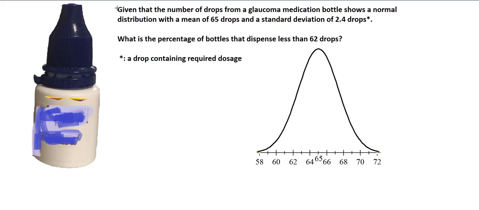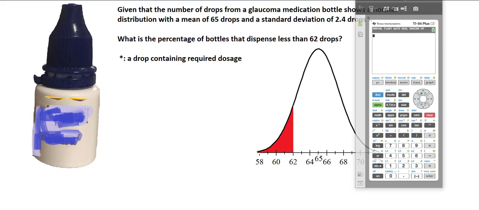So let us work on this problem that we are given. The number of drops from an eye drop medication bottle shows a normal distribution with a mean of 65 drops and a standard deviation of 2.4 drops. Now what we want to know is the percentage of bottles that will dispense less than 62 drops. First we will calculate this area under the normal curve and then change it to a percentage.